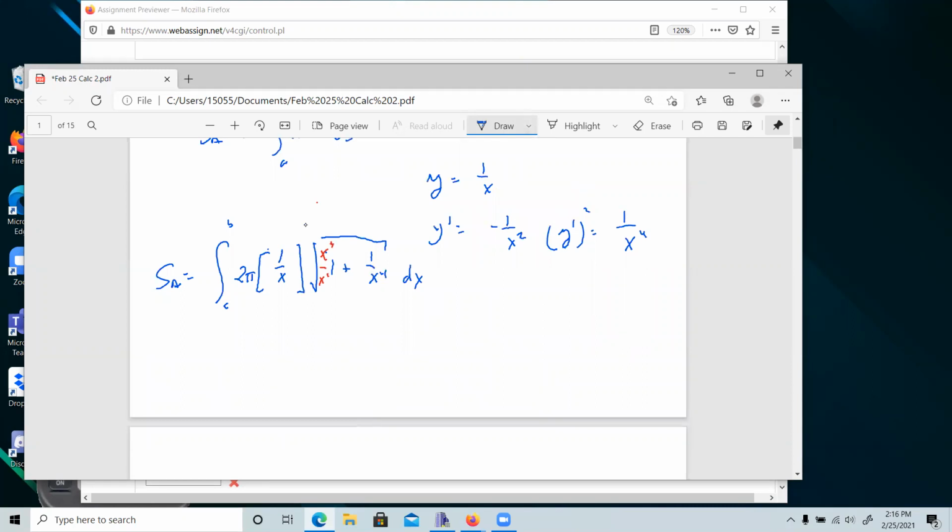So here SA is equal to the limit as a approaches infinity of the integral from 1 to a of 2 pi times 1 over x times the square root of x to the fourth plus 1 over x to the fourth dx.